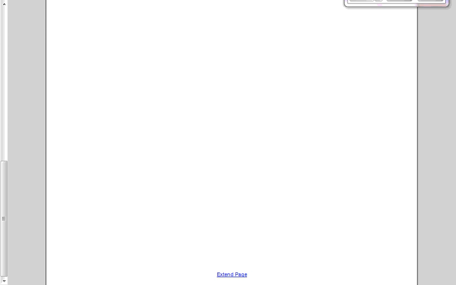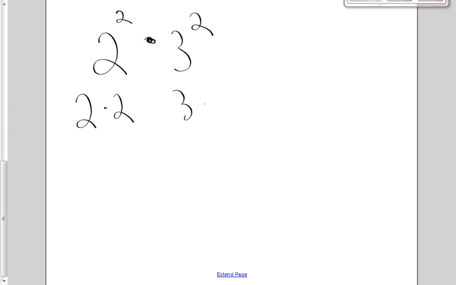This does not work when the bases are different, for example 2 squared multiplied by 3 squared. What we need to do in this case is that this is 2 times 2, and this is 3 times 3, so this becomes 4 times 9, which equals 36. And there is no rule when the bases are different.